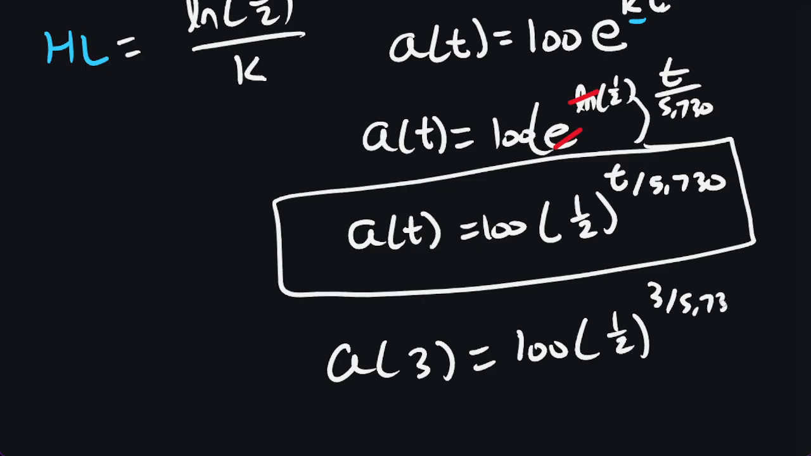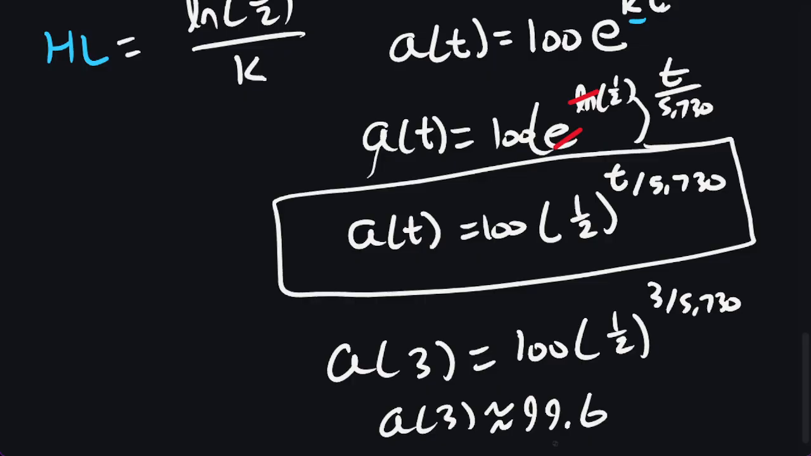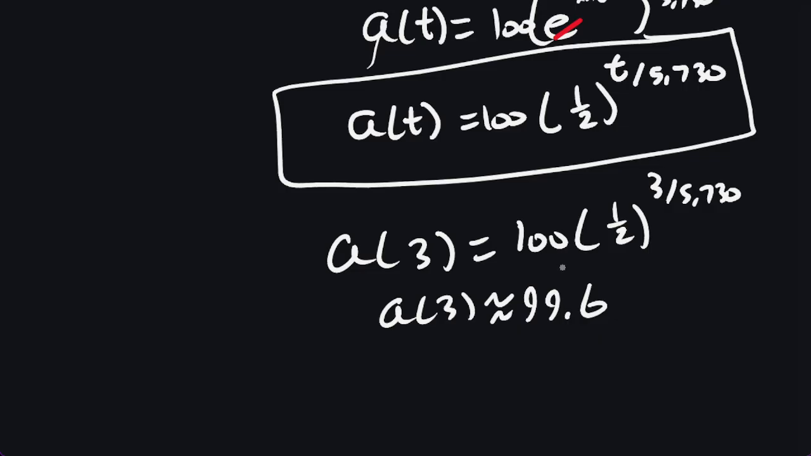3 over 5730. And you can plug this in your calculator, but it's not too far off from 100. In fact, if we plug this in our calculator right now, a half to the power of 3 over 5730, and then times 100, it's about 99.6. So A of 3 is about 99.6. So it's decayed a little bit after 3 years. We went from 100 to 99.6, but it hasn't decayed by that much.